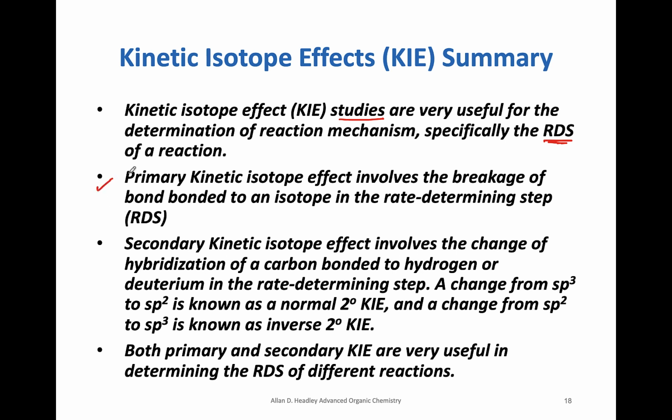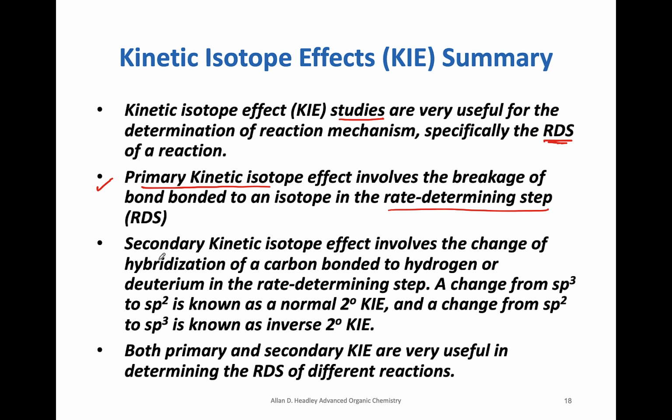Primary isotope effect involves the breakage of a bond. Notice here it's not necessarily a CH bond. That's the most common to study because of the magnitude, but it could involve a CC bond or any bond where there is an isotope bonded to another bond. Since we're talking about organic chemistry, it's typically to a carbon. So that's the primary kinetic isotope effect studies, and that determines the rate determining step where a bond is broken in that step.